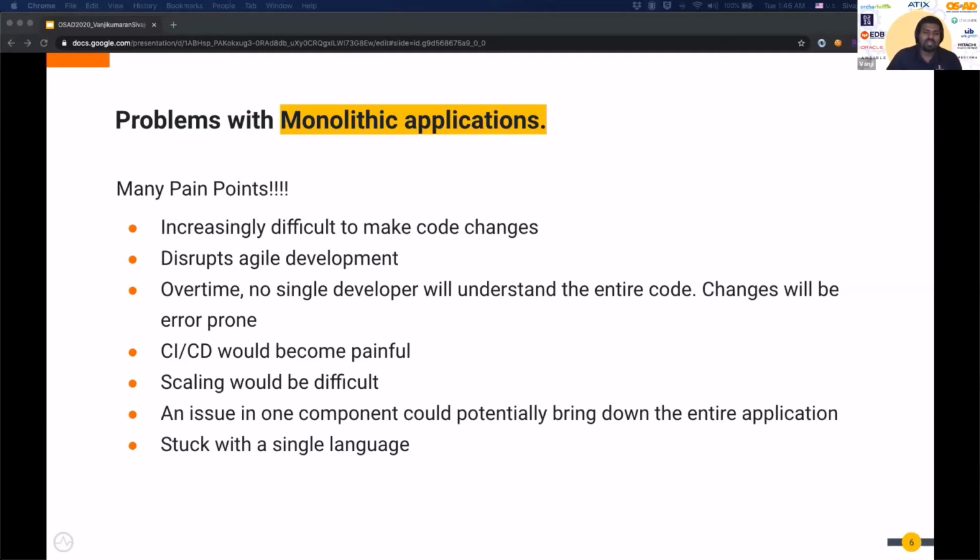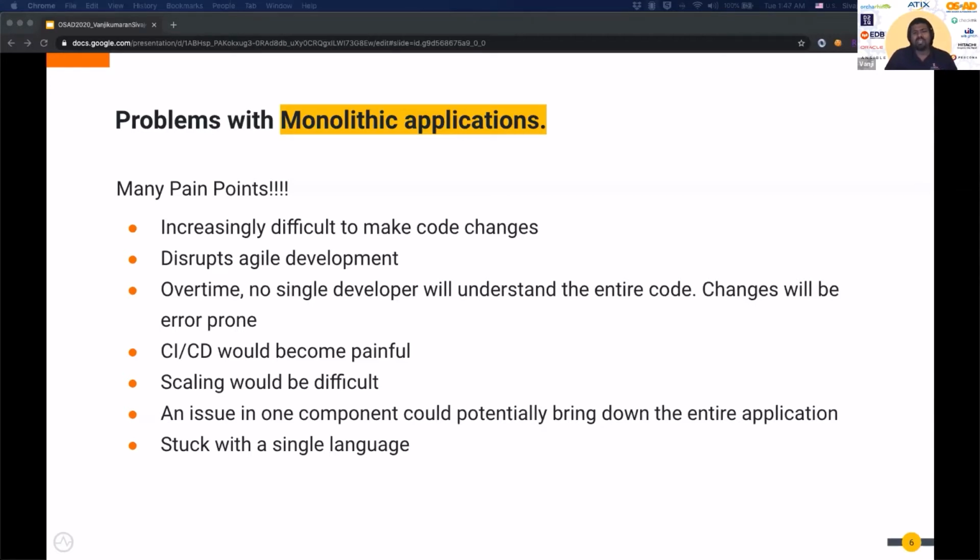At the same time, continuous integration and continuous delivery would be very painful because of the nature of a single monolithic application. Scaling would also be so difficult. The reason is, in the previous image that I showed you, within that POS application there is an order functionality. When there is a demand for increasing the order functionality, you may have to scale up the entire POS application rather than only that order module. So if there is an issue in one single component, it can potentially bring down the entire application.